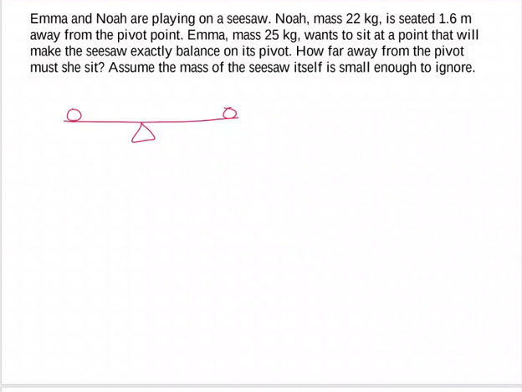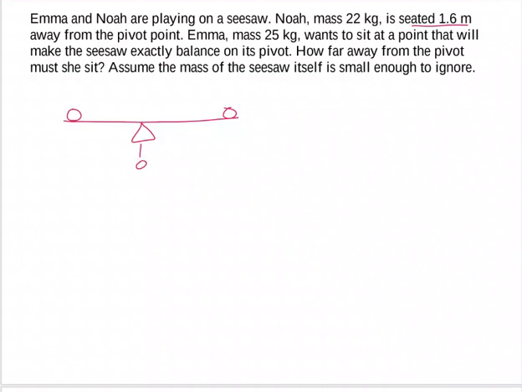Let's do the pivot point, because we're already giving Noah the distance for x on his. So, yeah, we are given seated 1.6 meters away from the pivot point, so in reference to the pivot point, right? It makes sense then to call this the origin right here. Okay, so this is our origin. That's 0.